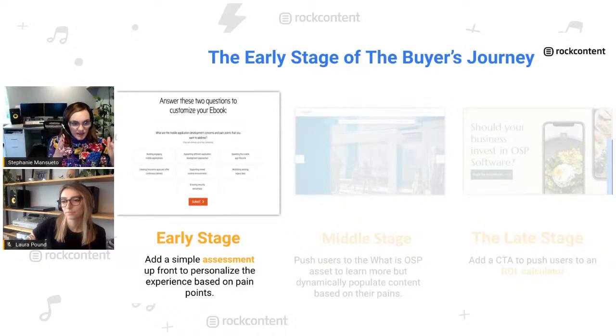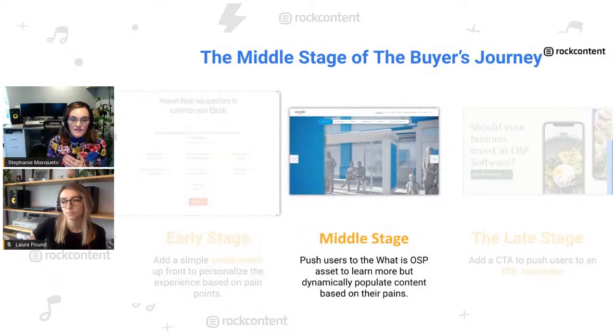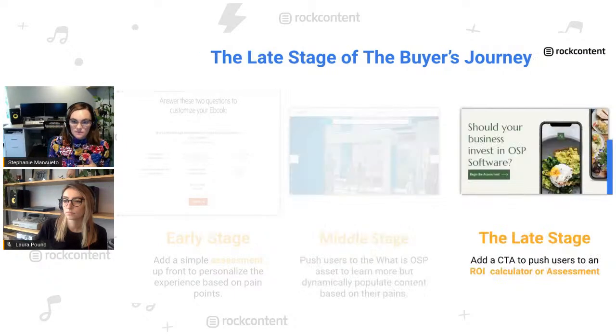We start with that simple assessment up front to personalize the experience based on pain points or challenges or gaps in their current product, right? Because there's a very good chance they may be interested in switching. So tell us why you're trying to switch and let me show you how we're better. And then in that middle funnel, we would push users to the "What is OSP" asset to learn more, but dynamically populate content based on those pains.